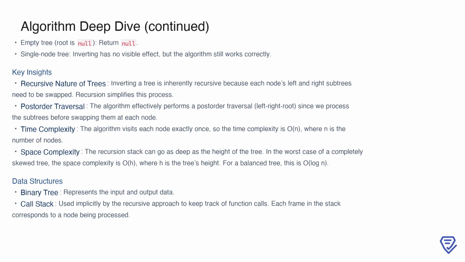In terms of complexity, the algorithm visits each node once, resulting in a time complexity of O(n), where n represents the number of nodes. However, recursion introduces a space overhead due to the call stack. The space complexity is O(h), where h is the height of the tree. For a balanced tree, this is logarithmic, O(log n), but for a skewed tree, it can grow linearly with O(n). Understanding these trade-offs is key to optimizing the solution where necessary.